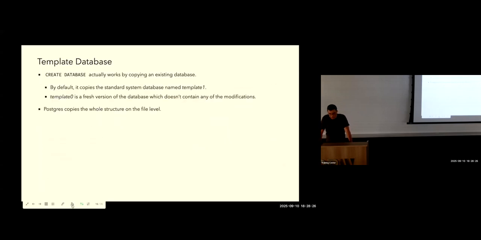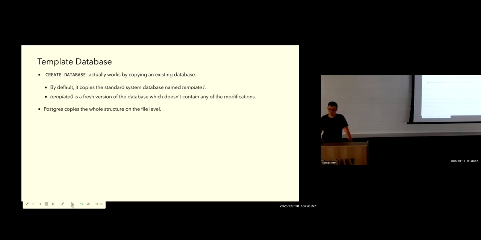And I will explain why. So create database actually works by copying an existing database, and it copies the standard system database called template 1 if you don't specify. When you specify, in our case, we were copying the unit test template. And template 0 is a fresh version of the database, and it doesn't contain any modifications. You are not allowed to connect because it's PostgreSQL's way of keeping a pristine copy of the first template, and you shouldn't change it because it's the core database template.